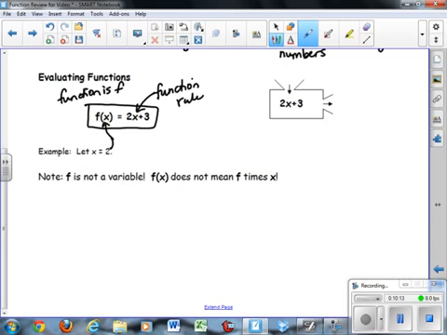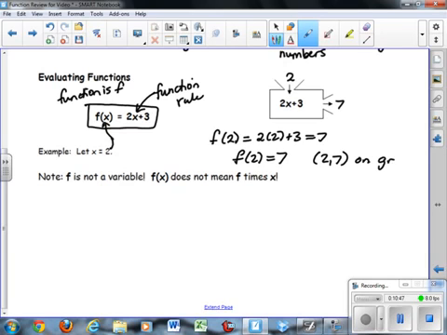This is equivalent to having a little machine where we put a number into the machine, it does something to the number, and it spits another number out. So when we put a number into our little machine, it multiplies that number by 2 and then adds 3, so it spits out the number 7. So we say f of 2 is equal to 2 times 2 plus 3 equals 7, or f of 2 equals 7. That means that the point (2, 7) would be on the graph if we were to graph this function.